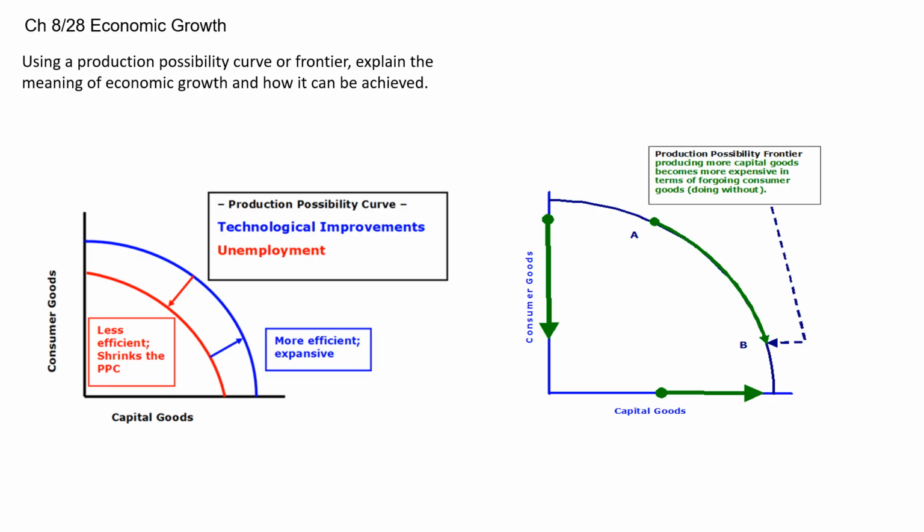We're revisiting here our production possibility curve, or production possibility frontier, just to try to illustrate what we actually mean by this economic growth and how we go about making that happen. So in the first graph on the left, what we show is that production possibility curve being pushed outward. Okay, how do we go about doing that?